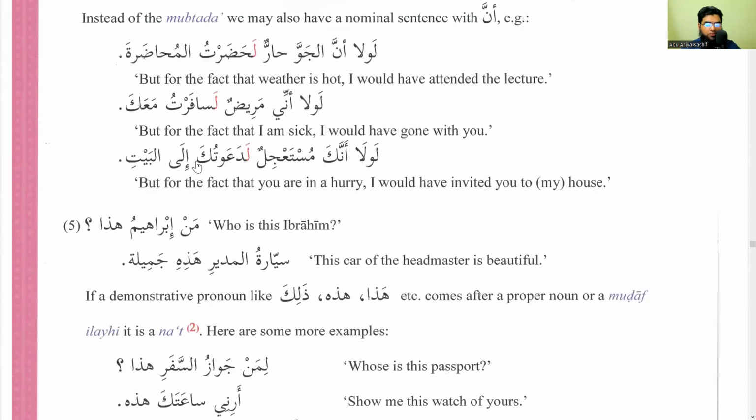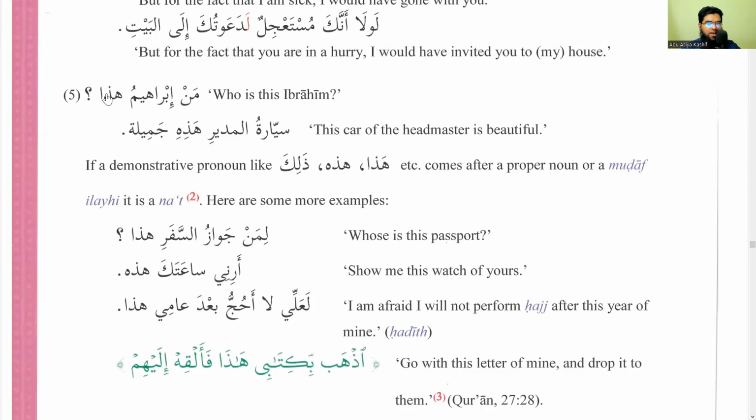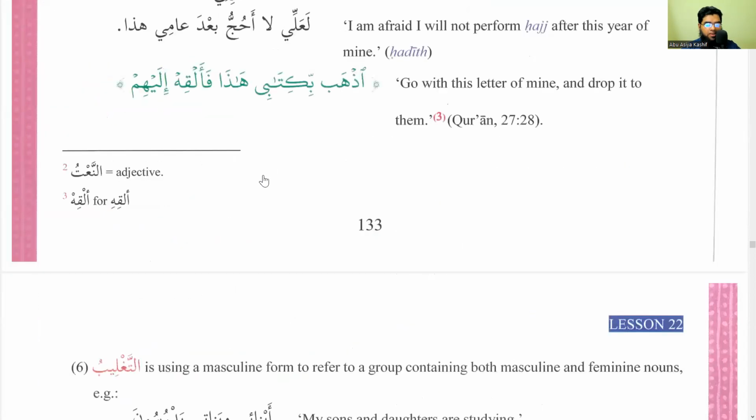I'm not reading this because we are out of time. Man Ibrahimu hada. You can use a naat also. Hada is this thing. So after marifa, if you use hada, zalika and all that, they are naat. And he gives examples for that.